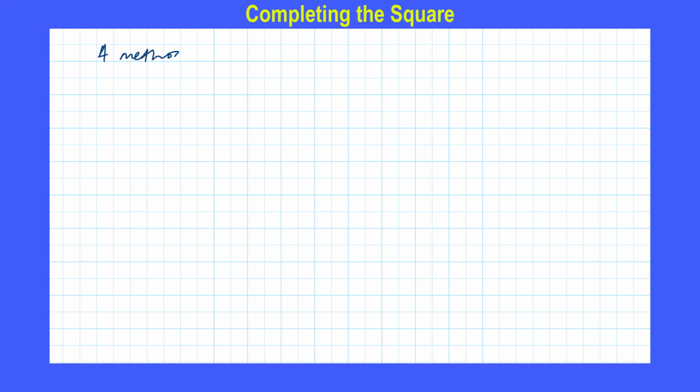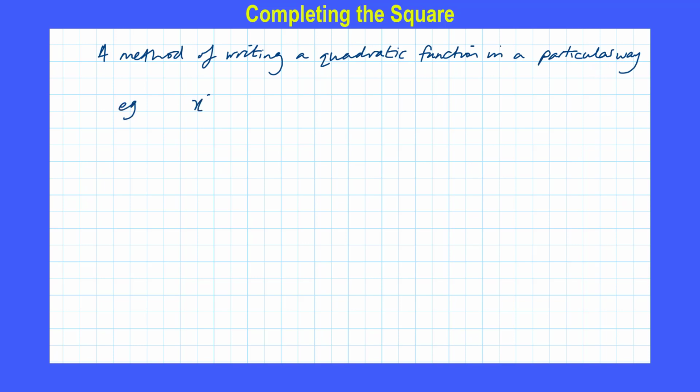In this video, we're going to be looking at completing the square. So first of all, what is completing the square? Well, completing the square is a method of writing a quadratic function in a particular format. So, for example, here we've got the quadratic x squared plus 6x minus 3, and this can be written in this way. So x plus 3 all squared, take away 12. And this is the completed square format.